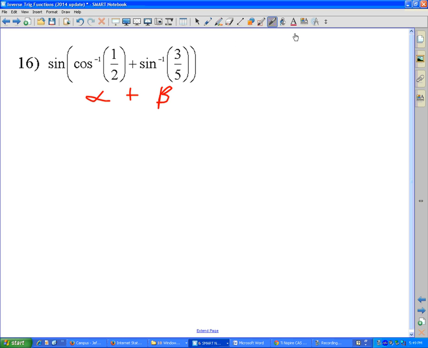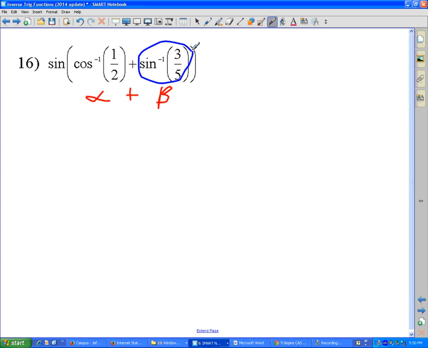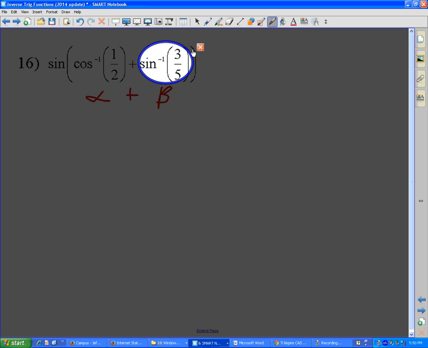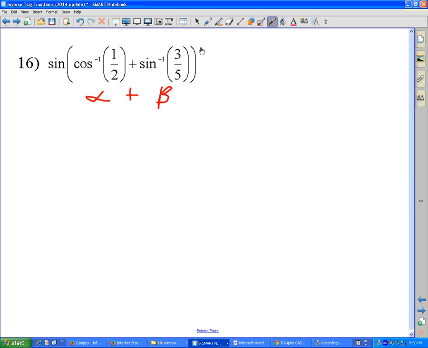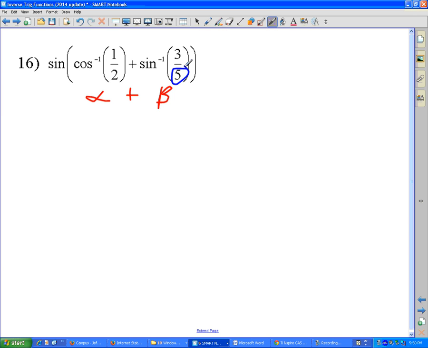If we examine it a little more closely, the inverse cosine of a ratio is just one angle. The inverse sine of this ratio is also an angle. They're probably not the same angles. In fact, I know they're not the same angles because one of them has a hypotenuse of 2 and one of them has a hypotenuse of 5. And so that's why we give them different names.